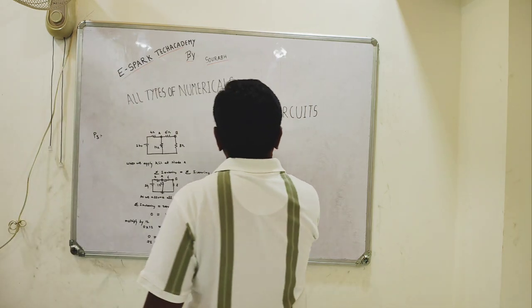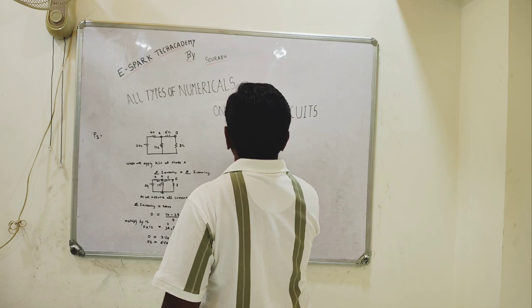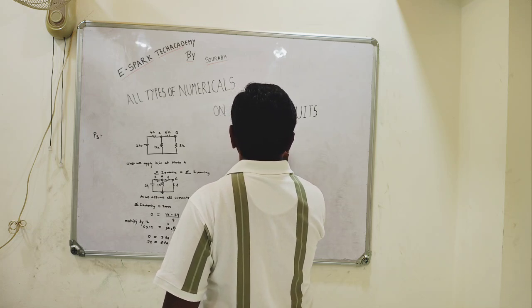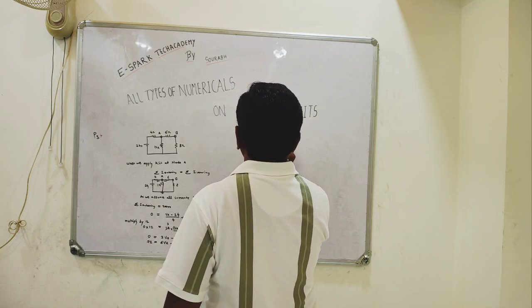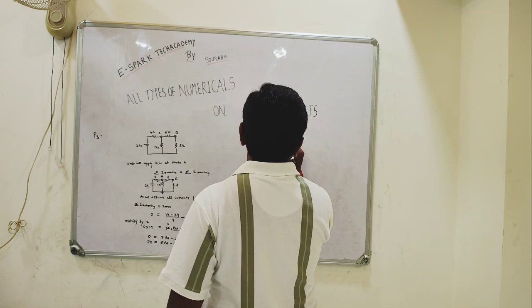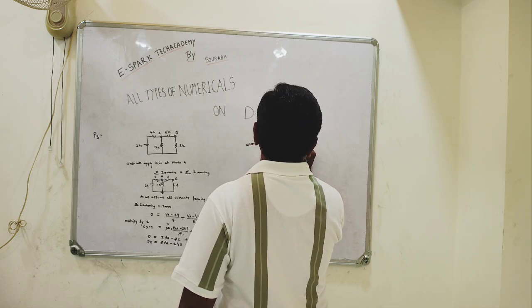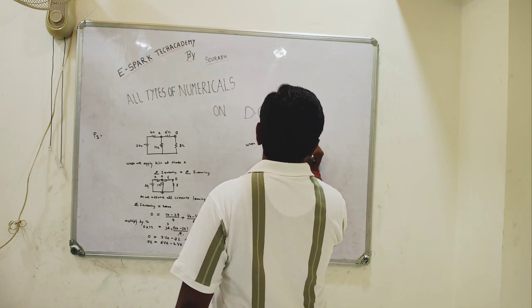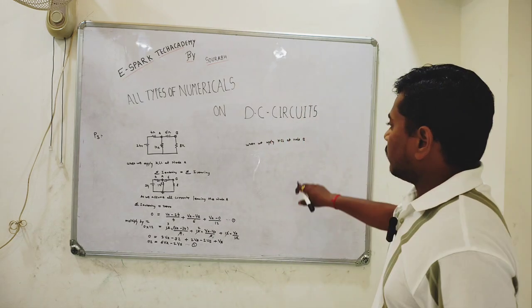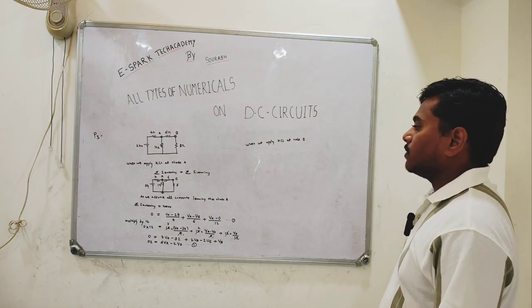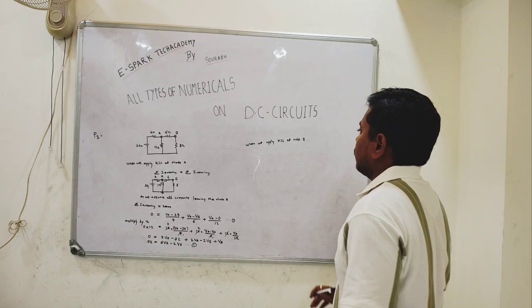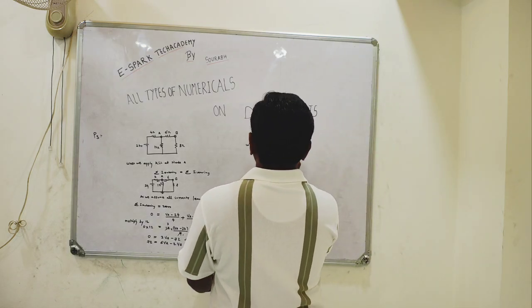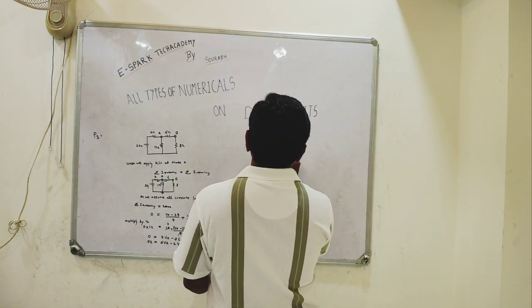Now when we apply KCL at node B, when we apply KCL at node B, we will calculate in the same manner. First we will draw the circuit diagram for it.